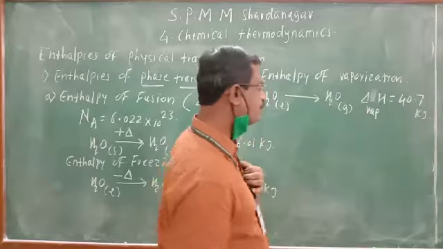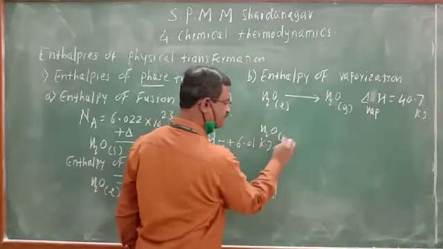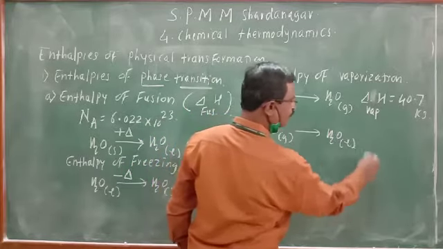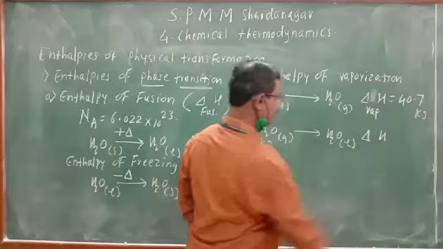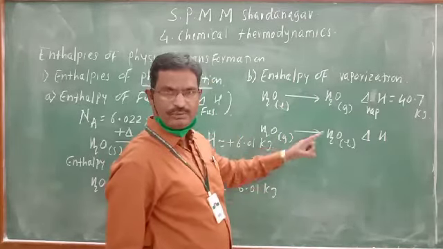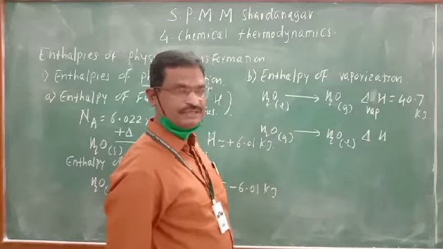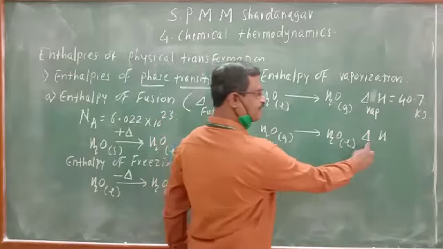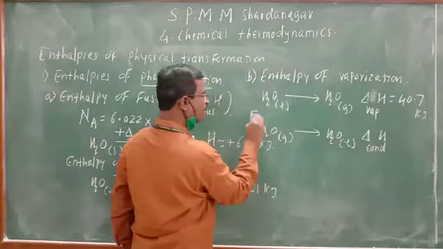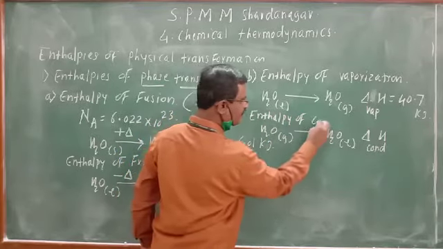The opposite way, whenever gas is converted to liquid, H2O gas converted to H2O liquid, delta H. What is the name of this process? Whenever gas is converted to liquid, the name of the process is condensation. And the enthalpy change is known as enthalpy of condensation.